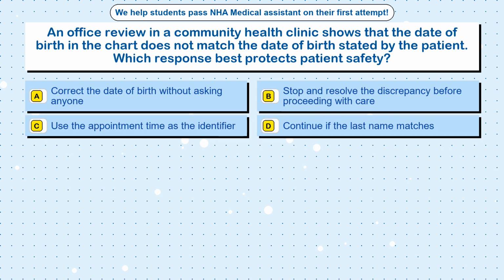Question 74. An office review in a community health clinic shows that the date of birth in the chart does not match the date of birth stated by the patient. Which response best protects patient safety? Option A. Correct the date of birth without asking anyone. Option B. Stop and resolve the discrepancy before proceeding with care. Option C. Use the appointment time as the identifier. Option D. Continue if the last name matches.